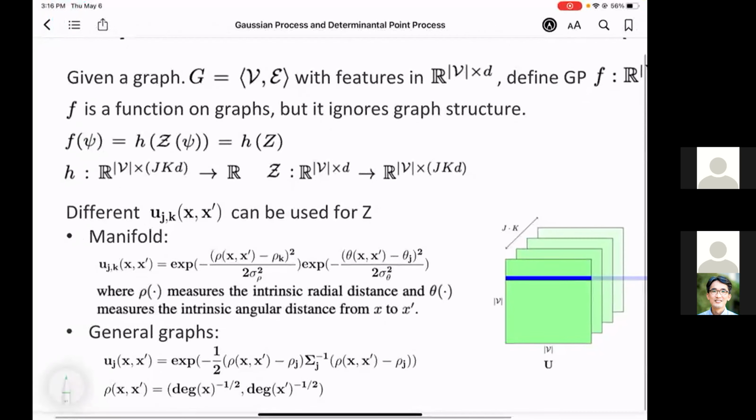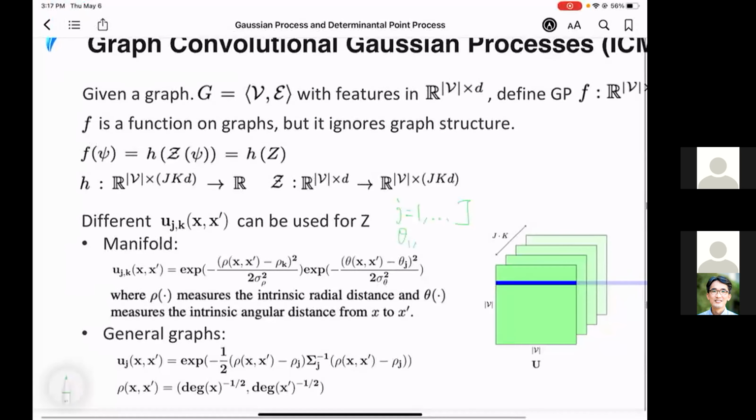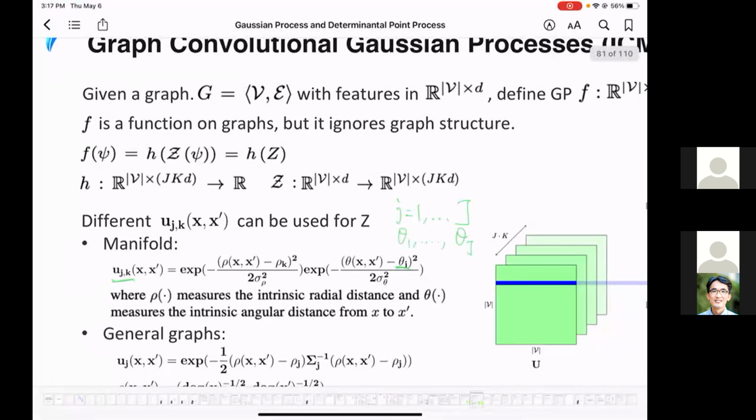So imagine for J equals 1 to big J, we will have theta 1 up to theta J. Then this part will change, right? So you will technically get a different U function. Okay, it's kind of filters, right? So we're going to have J times K filters, corresponding to different types of kernels.